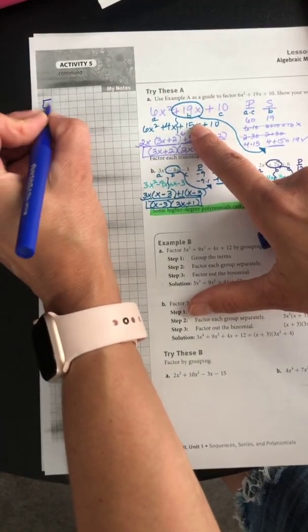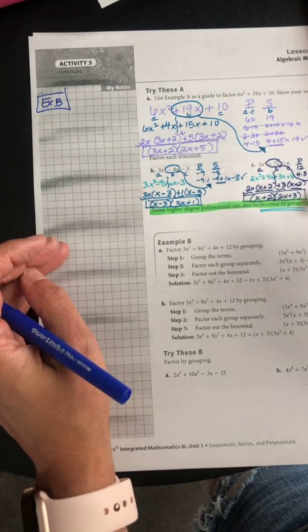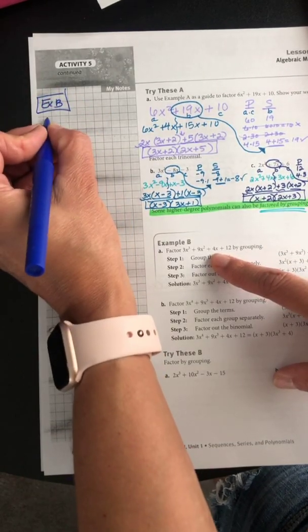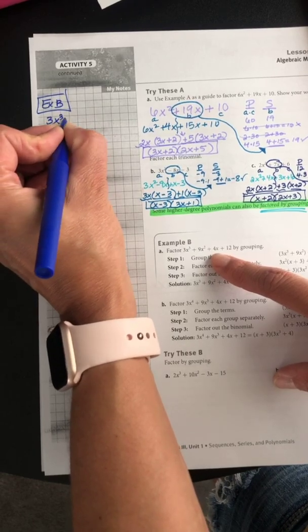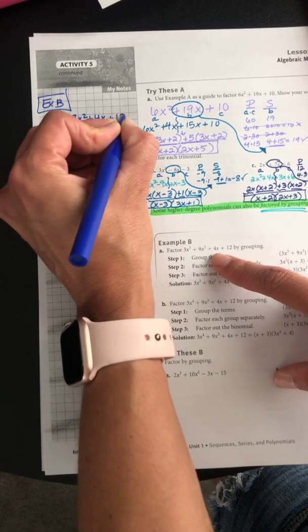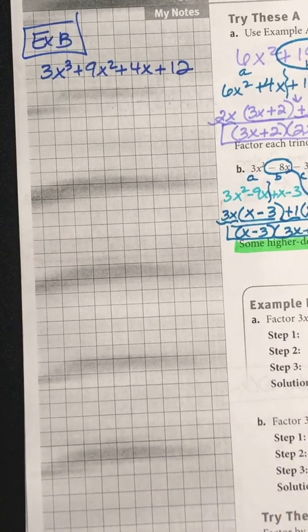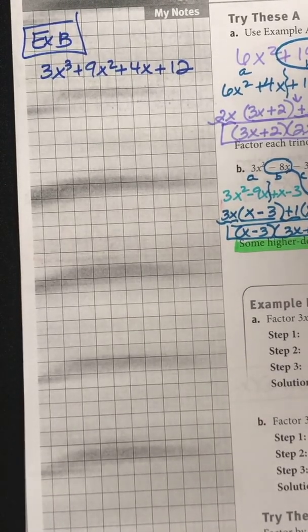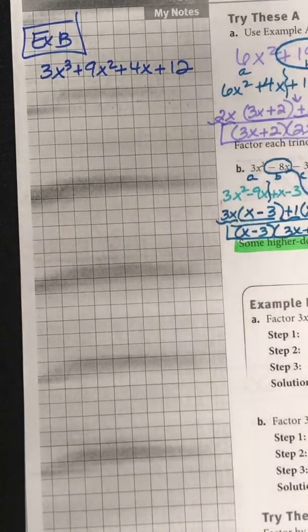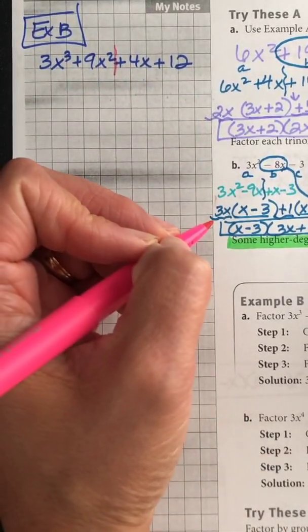So I'll put them up here, and I probably will use a darker pen because that blue pen won't look good over here. So this is example B. I'll actually do one of these. So I'll just do the first one. So it is 3x cubed plus 9x squared plus 4x plus 12. And we're going to factor that by grouping. So factoring by grouping means you have to have an even number of terms. You have to have 4 terms. 4 is an even number. And this is what we do. You break it in half and factor each side.